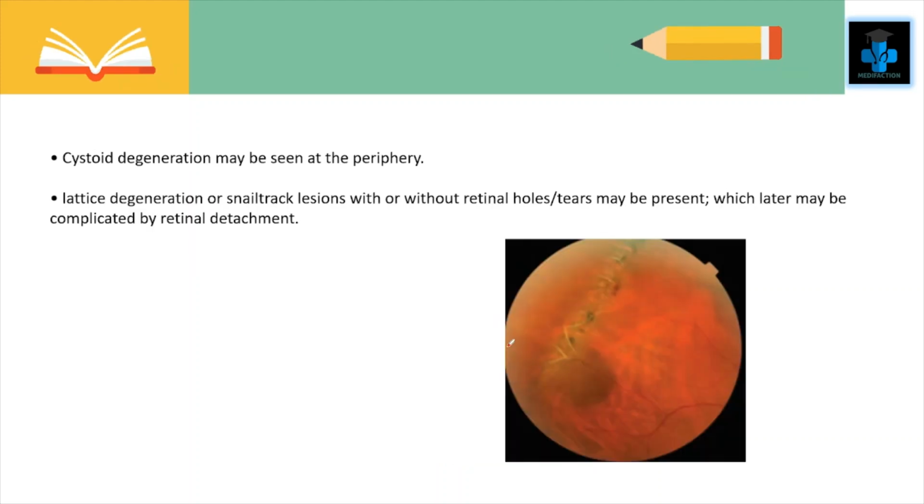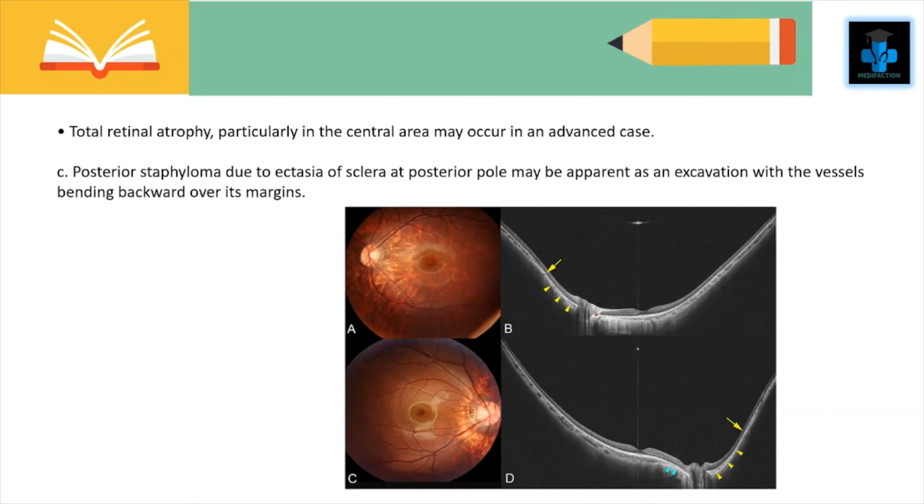Next, cystoid degeneration may be seen at the periphery, and another characteristic feature is lattice degeneration or snail track lesions, with or without retinal holes or tears. Right here you can appreciate it, which later may be complicated by retinal detachment. This right here is the lattice degeneration. And also, total retinal atrophy, particularly in the central area, may occur in an advanced case.